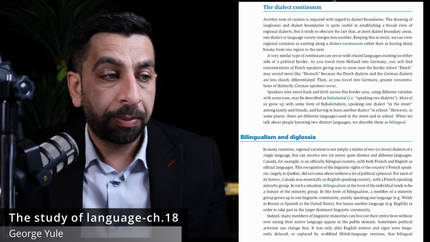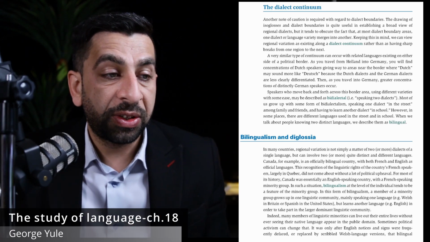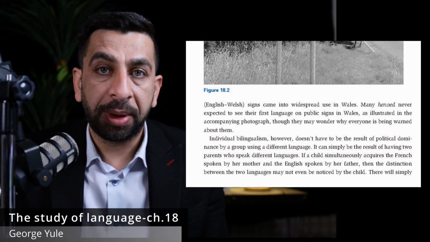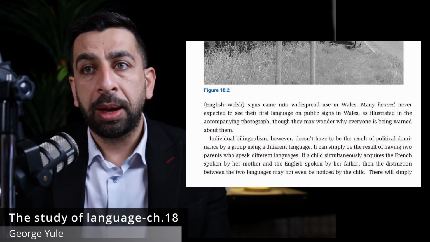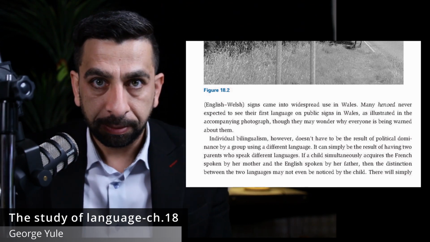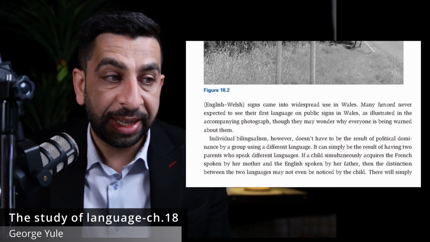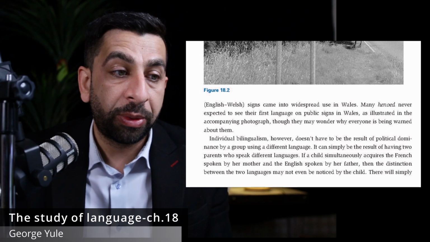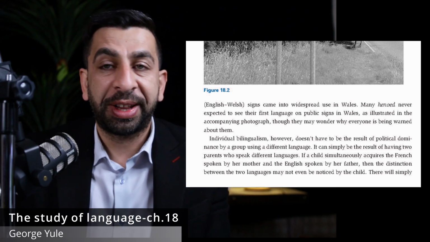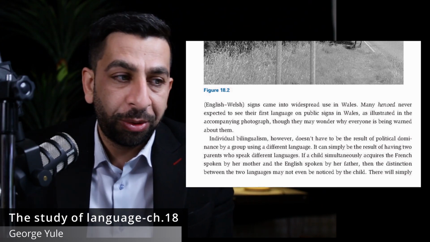Individual bilingualism, however, doesn't have to be the result of political domination. It is not caused by the political domination of a group using a different language. It can simply be the result of having two parents who speak different languages. Your father and mother may speak two different languages.